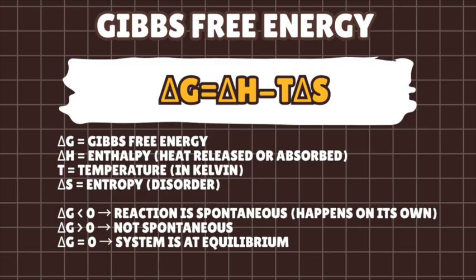Now, if delta G is less than 0, the reaction is spontaneous and will happen on its own. If delta G is greater than 0, this means it's not spontaneous. Energy is required for the reaction to go further. If delta G is 0, the system is at equilibrium. Reactions favor lower energy and higher disorder.